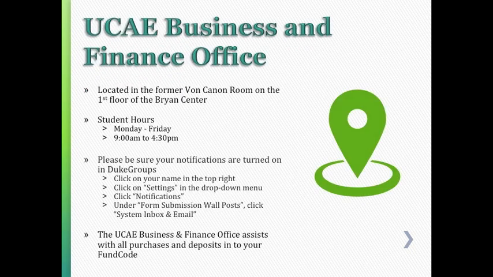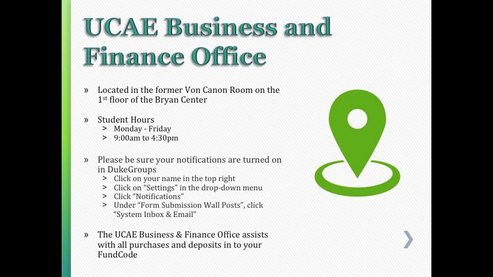All houses are assigned a unique house bank account with UCAE called a fund code. The UCAE Business and Finance Office processes all student organization and house financial transactions and is available to answer questions about how to spend your house's money. The UCAE Business and Finance Office is located in the former Von Cannon Room on the first floor of the Bryan Center and is open 9 a.m. to 4:30 p.m. Monday through Friday.